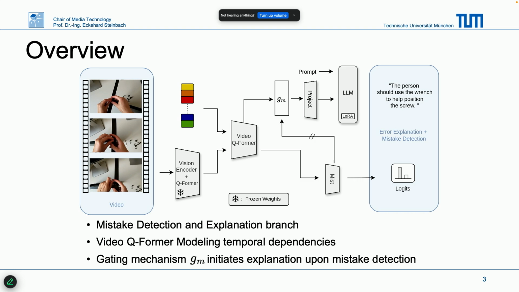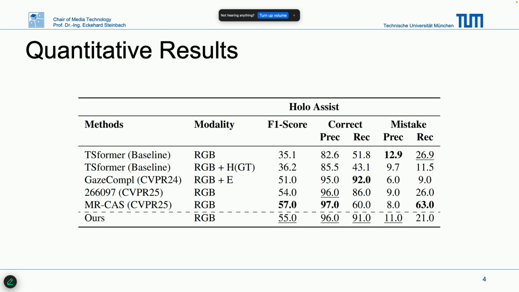Here you can see the overall quantitative results as of now regarding the HoloAssist mistake detection challenge, where TSformer is the original baseline reported in the original HoloAssist paper, and the other approaches are taken directly from the CodaBench benchmark website, where you can see that we overall perform second best.